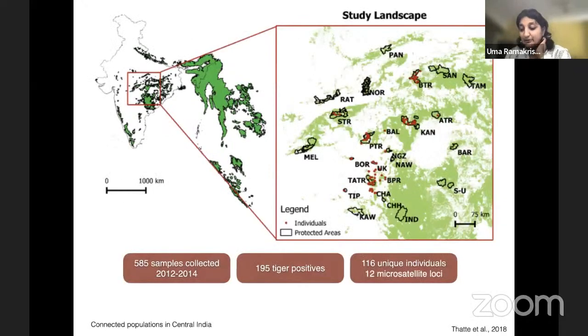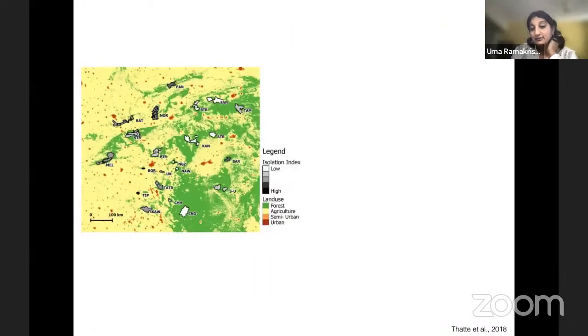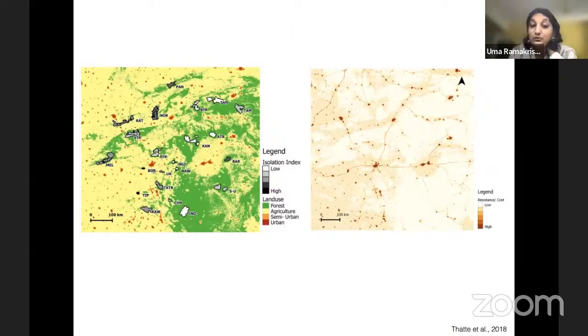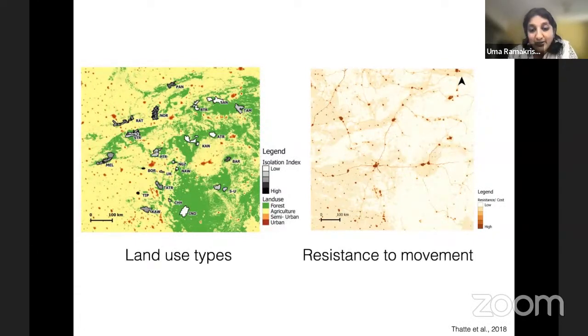I just realized that I don't have that much time, so I'm trying to go a bit faster. So I'm going to zoom through this because this is old work and I want to talk about new work. But we did some work on connectivity where we looked at what are the factors which allow for connectivity, if there is, in the Central Indian landscape, and others have done similar work as well. And what we found was that high traffic roads and high density human settlements provide resistance to tiger movement.